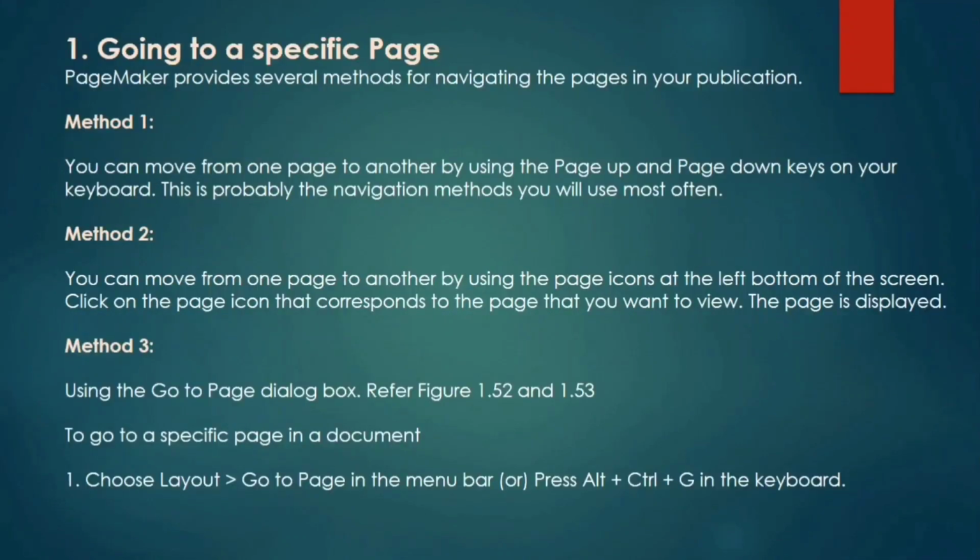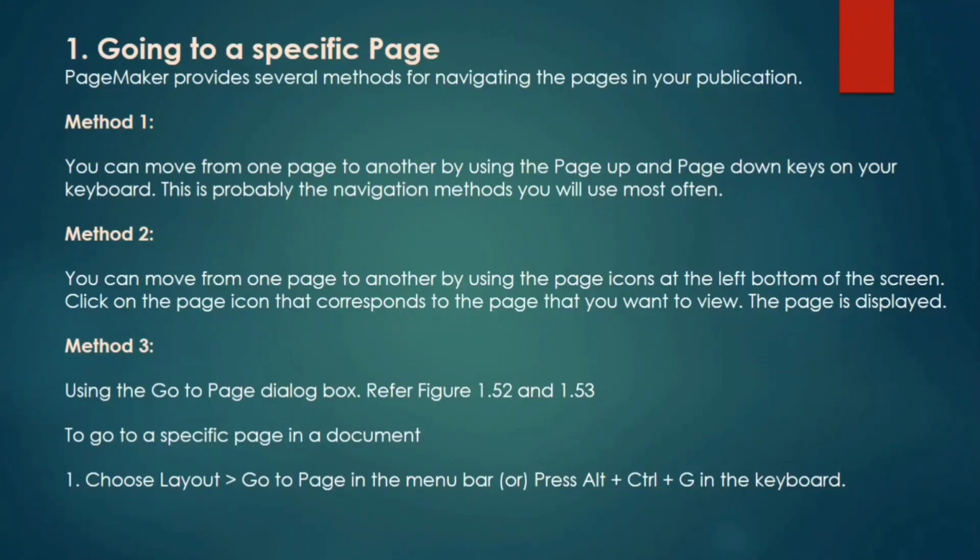Going to a specific page. PageMaker provides several methods for navigating the pages in your publication. Method 1. You can move from one page to another by using the Page Up and Page Down keys on your keyboard. This is probably the navigation method you will use most often. Method 2. You can move from one page to another by using the page icons at the left bottom of the screen. Click on the page icon that corresponds to the page that you want to view. The page is displayed.